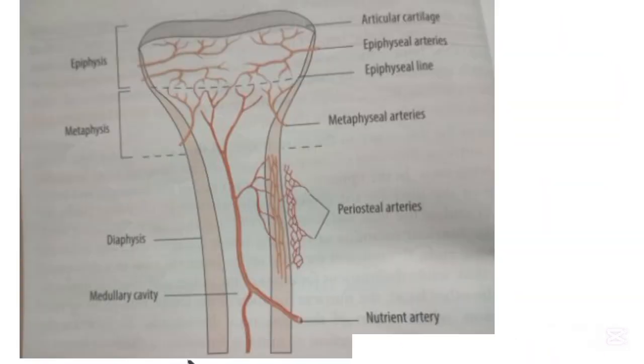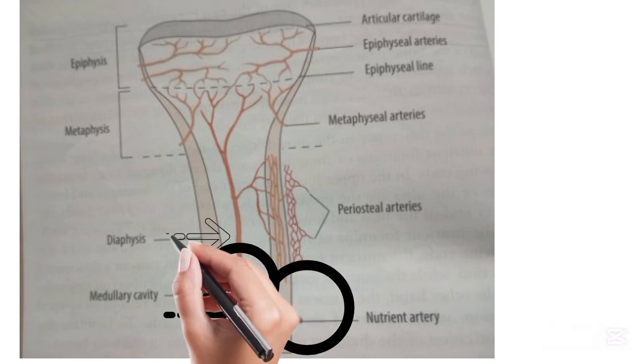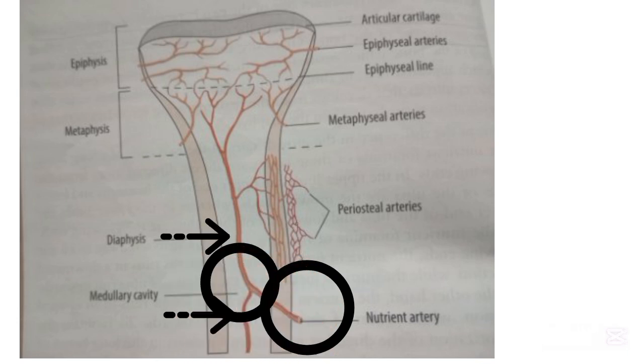So now take a look into this diagram. First, there is a nutrient artery that is entering through the nutrient foramen. After passing through the nutrient canal, it enters into the medullary cavity where it is divided into ascending and descending medullary arteries. These medullary arteries move towards the end where they divide into terminal branches. So now let's start discussing further.